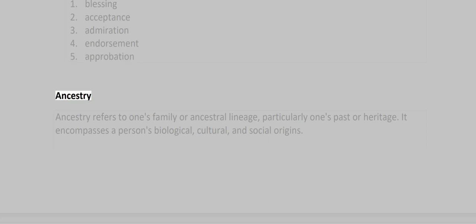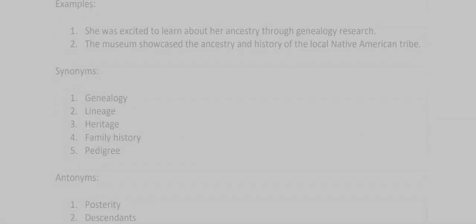Ancestry. Ancestry refers to one's family or ancestral lineage, particularly one's past or heritage. It encompasses a person's biological, cultural, and social origins. Examples. 1. She was excited to learn about her ancestry through genealogy research. 2. The museum showcased the ancestry and history of the local Native American tribe.